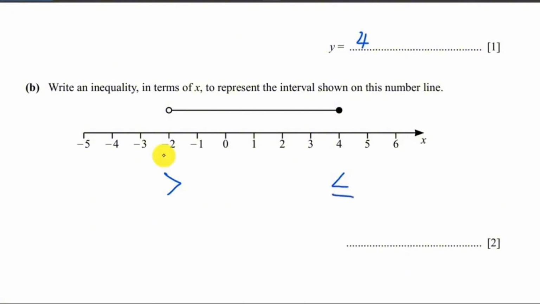Okay, so our x is in between here. So x is less than or equal to 4, but greater than -2. So we can say -2 is less than x, but x is less than or equal to 4.